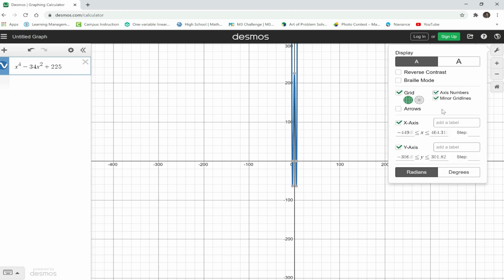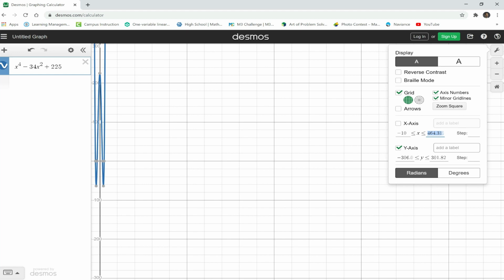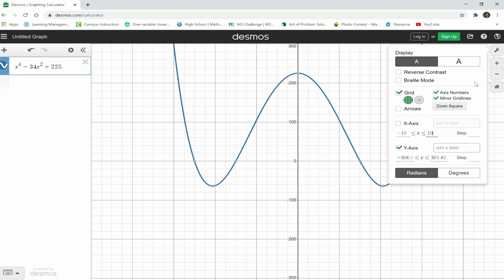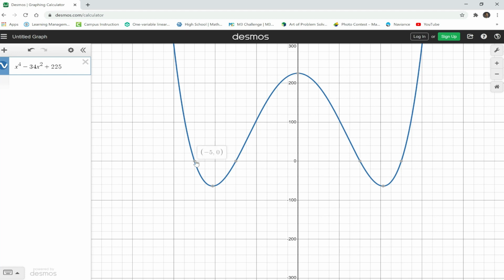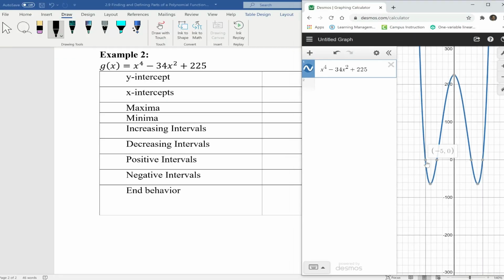Now let's fix our x coordinates. So let's change our x axis from negative 10 to positive 10. Now we can see more of our function. Again, to change the window, we just hit the wrench. So we have a 0, a min, another 0, a max in our y-intercept, a 0, a min, and another 0. So let's use this information to help answer this question now.